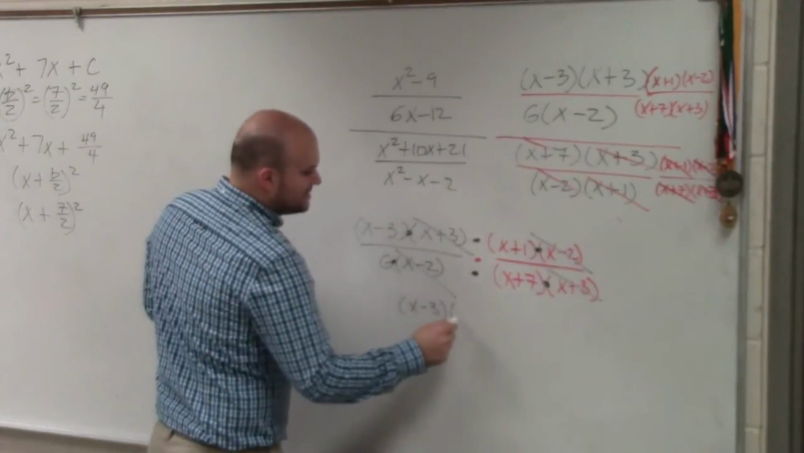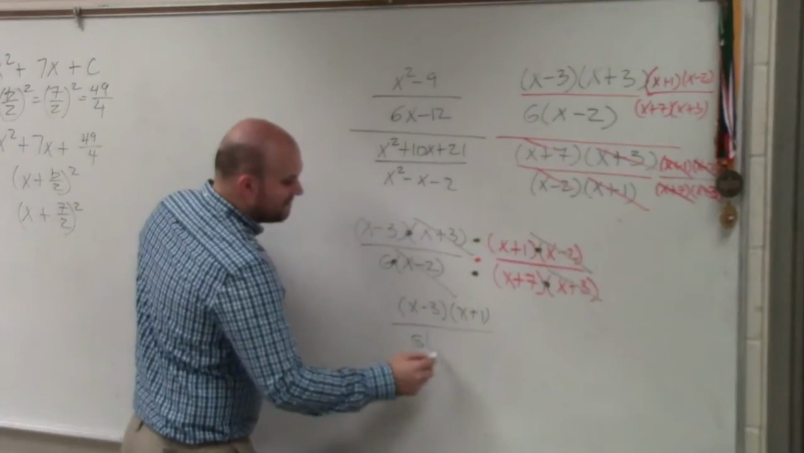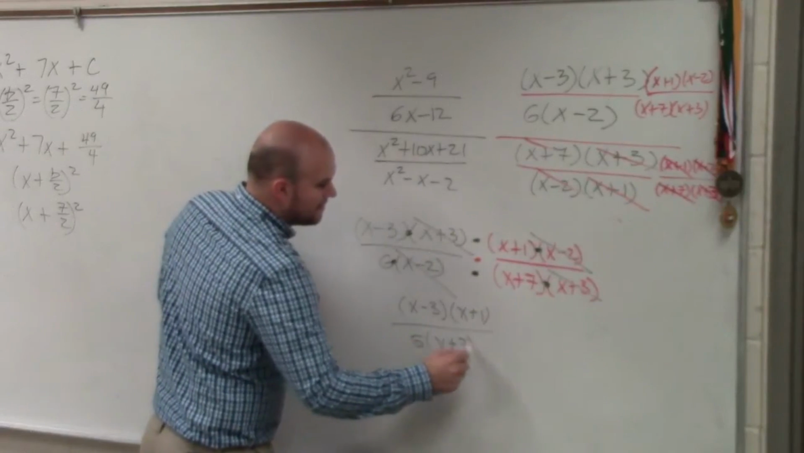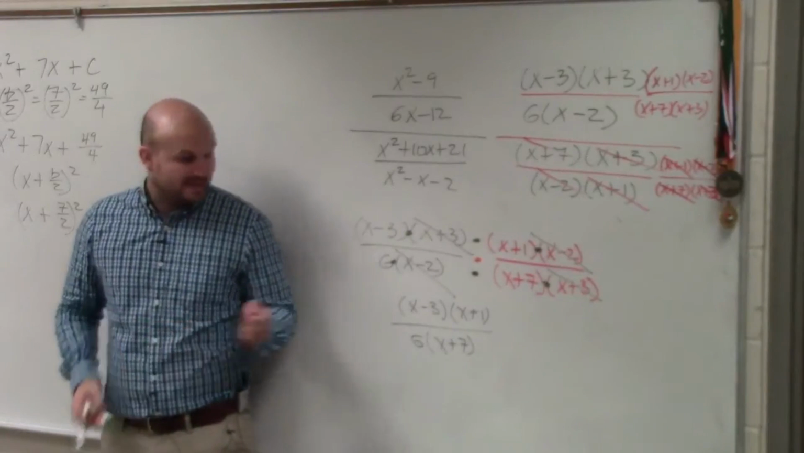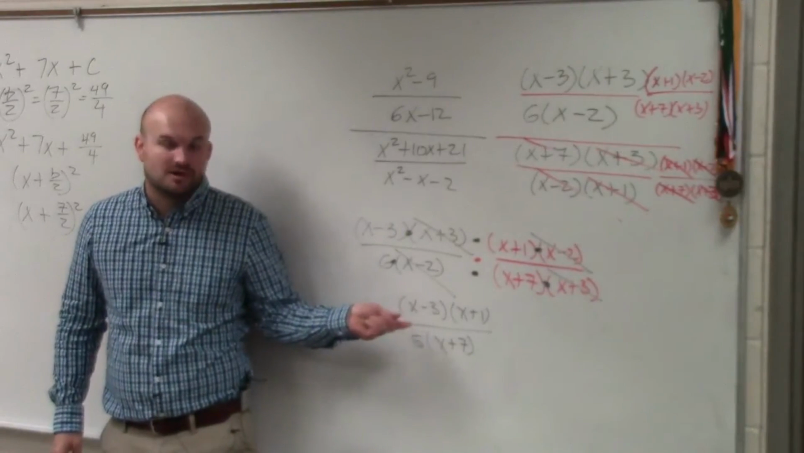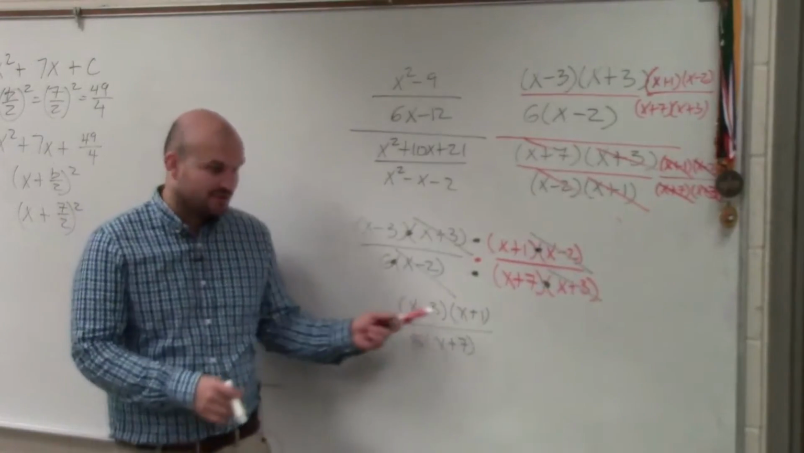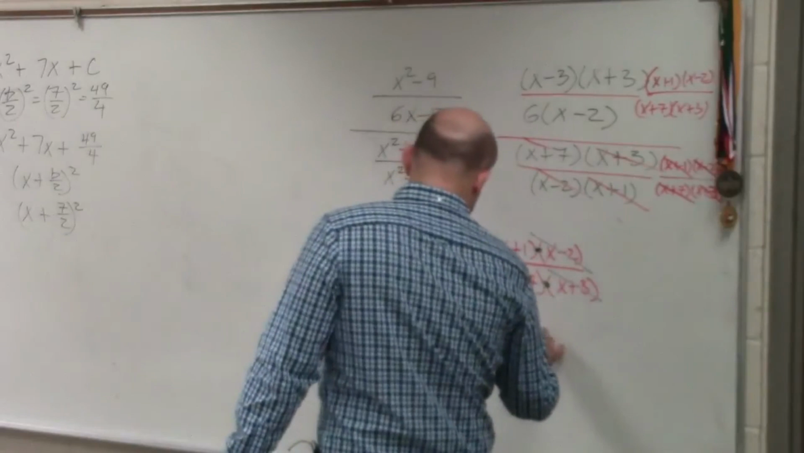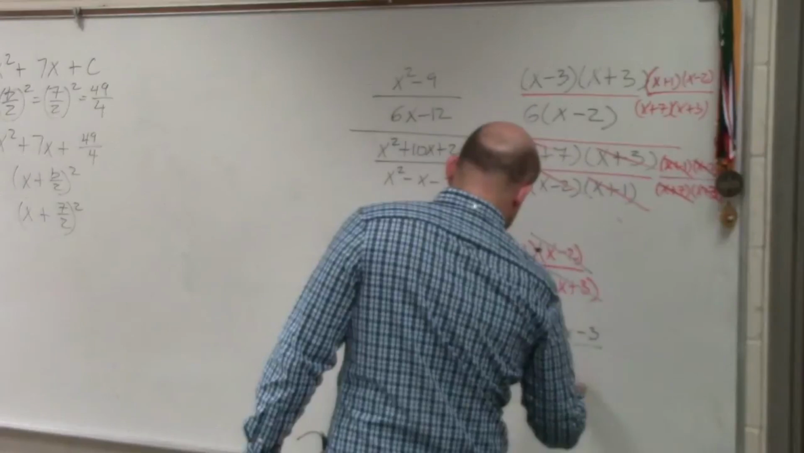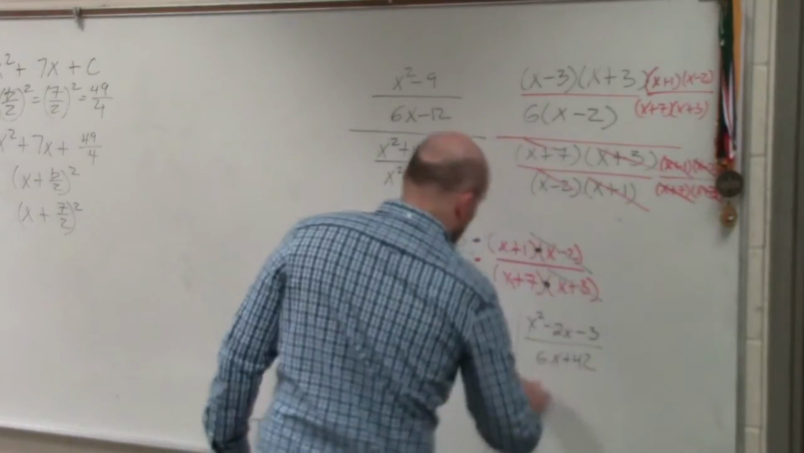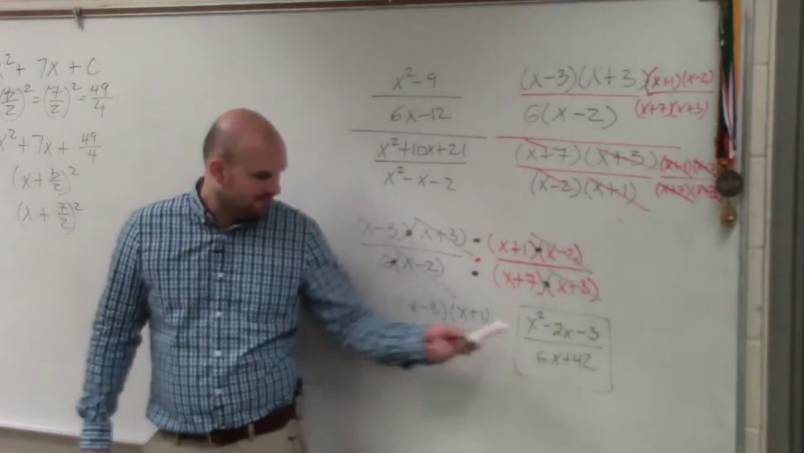I'll be nice to you guys, we will leave this in our factored form. However, if you have a test and it's asking for it to be expanded, or the answers of a multiple choice test are expanded, please note that you'd have to expand that into x squared minus 2x minus 3 over 6x plus 42.